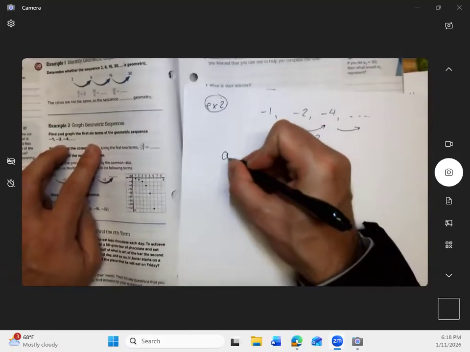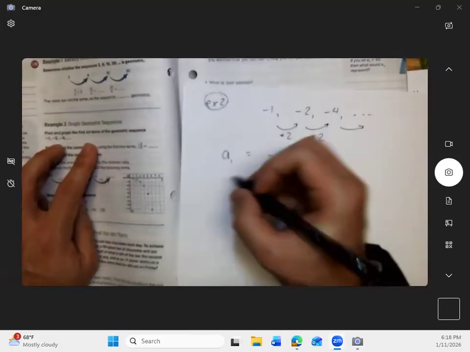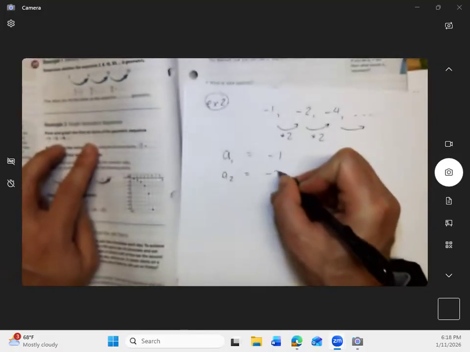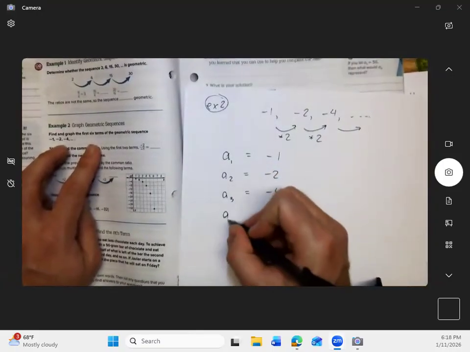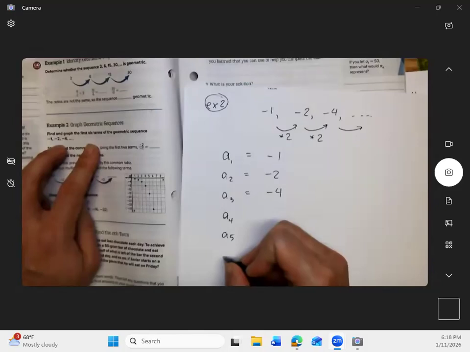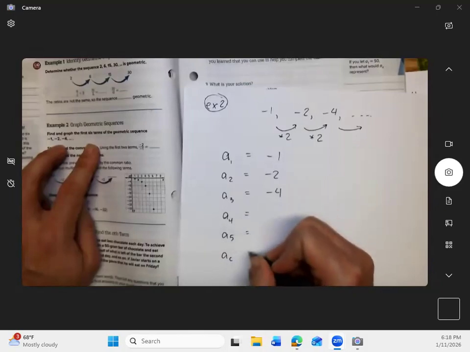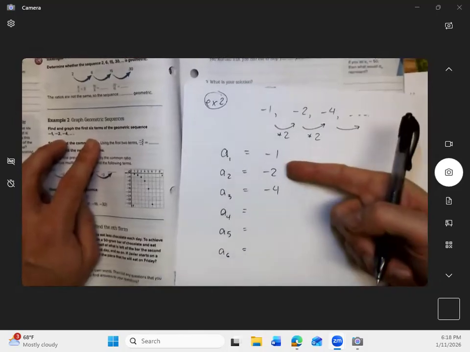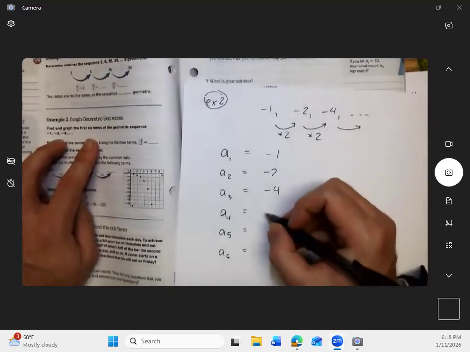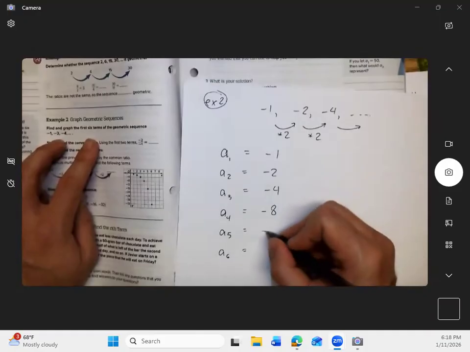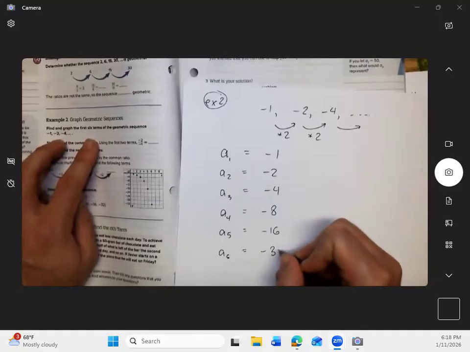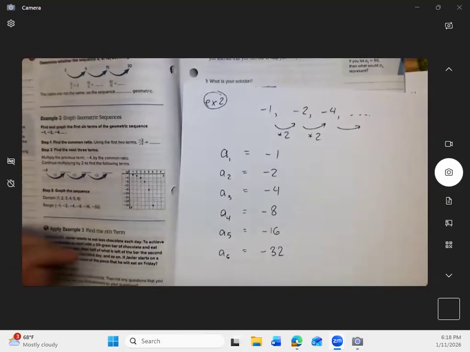So if the first term, I'll call it A1, it looks like it's -1. Okay? The second term, well, they gave me that, and they also gave you the third term. Okay. But let's keep going. Let's go A4, A5, and A6. That'll be the fourth, fifth, and sixth terms. Okay. So just keep multiplying by 2. So this times 2 is -4 times 2 is -8. That times 2 is negative 16. That times 2 is negative 32. Right? So that'd be it.